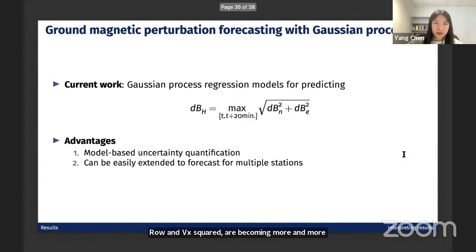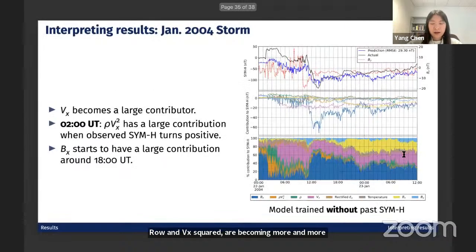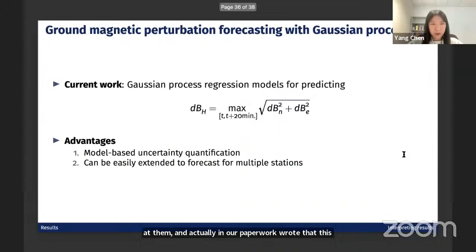So we have quite a few of these results on our website. Please feel free to take a look at them. And actually, in our paper, we wrote that it is giving us quite interesting information.